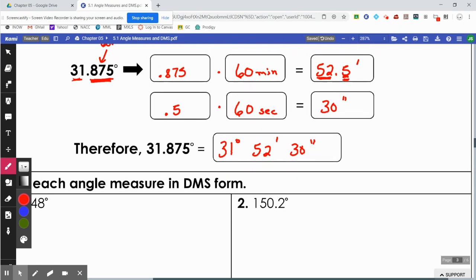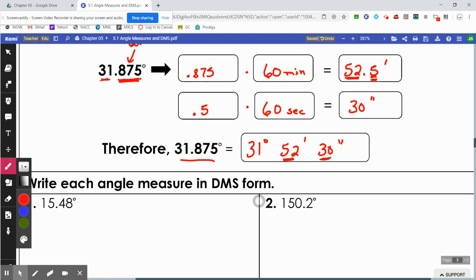So therefore, 31.875 degrees is 31 degrees, 52 minutes, and 30 seconds. So it's somewhere between 31 and 32. You go to 31 degrees, go a little bit further, actually nearly 32, because 60 minutes will be another full degree. But 31 degrees, 52 minutes is nearly a full degree, and then a little bit beyond, not quite 53 minutes, but halfway at 30 seconds.